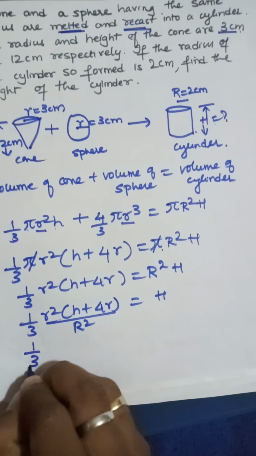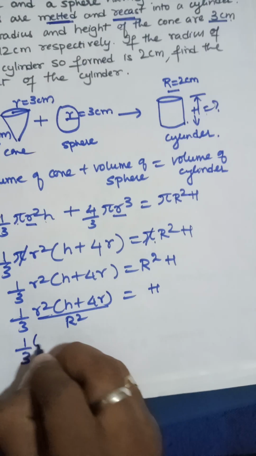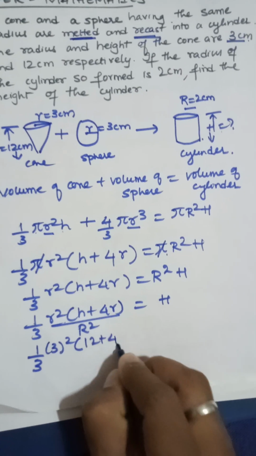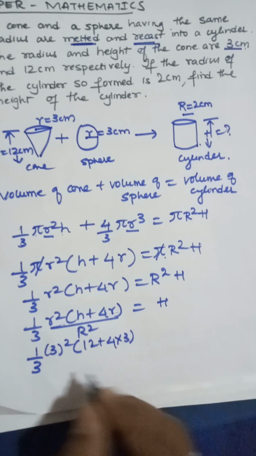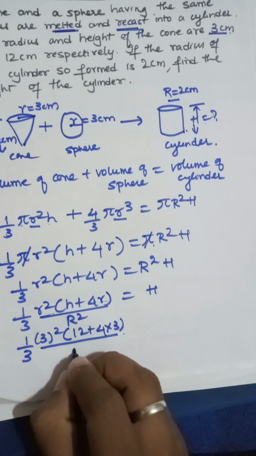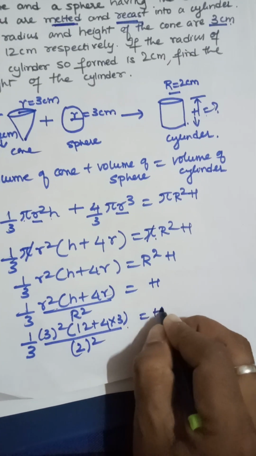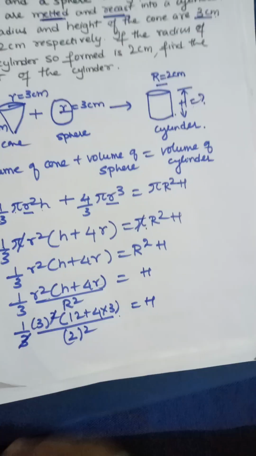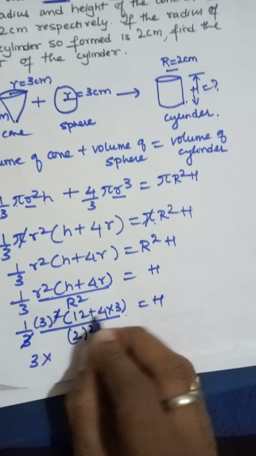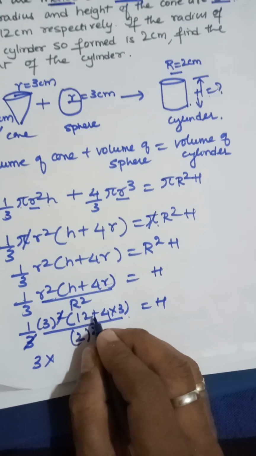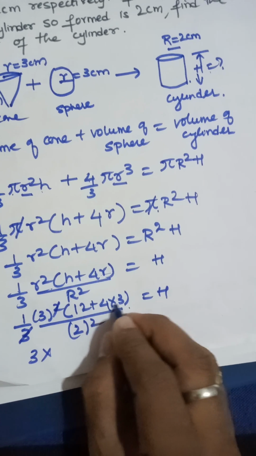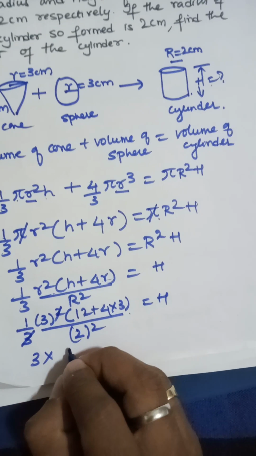So 1 by 3, what is the value of r? It is 3 centimeters. So 3 square, the value of h is 12, plus 4r, 4 into 3, whole divided by R, that is, the value of capital R is 2. So 2 square, that is equal to H here. So this 3 and this square will get cancelled. We'll simplify this further. First you have to multiply, then add, as per the rule called BODMAS. First of all 4 into 3 is 12. 12 plus 12 is 24.